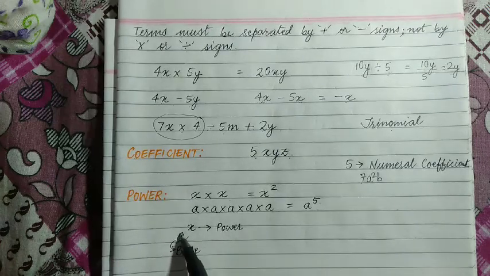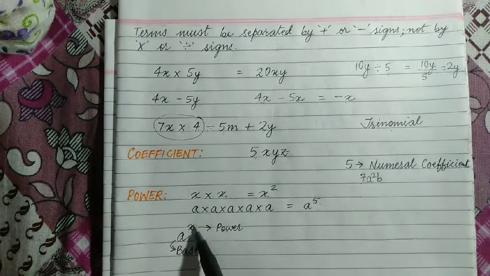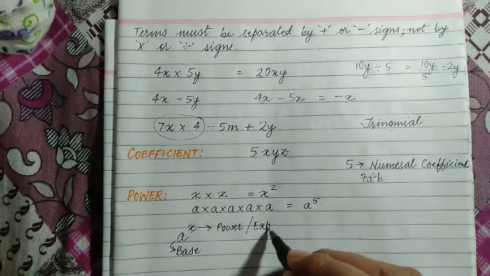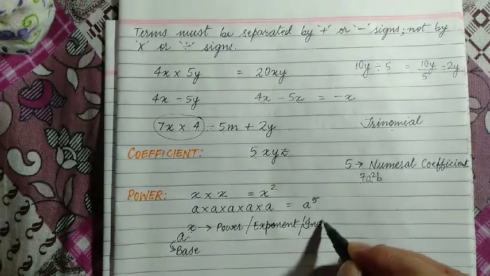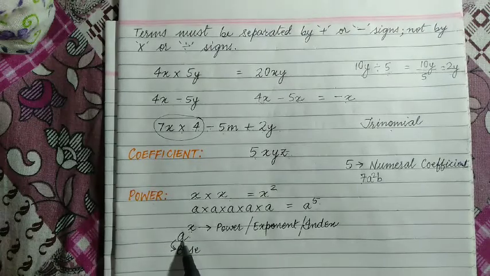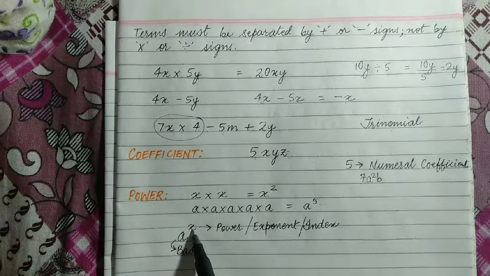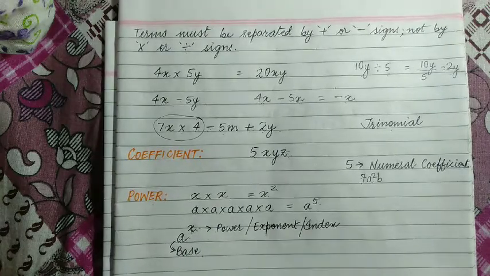Whenever there is a number at the bottom, we call it the base, and the power is written on top. Then in a to the power x, x is called the power, or also called the exponent, or also called the index. So a to the power x, or a exponent x, or a with index x. Here a is the base and x is called the power, exponent or index.